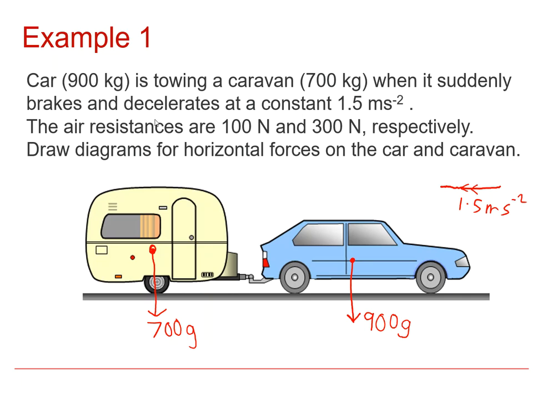Air resistances, so 100 newtons and 300 newtons respectively. So the car is 100 newtons. Now air resistance always acts to oppose the motion. Now even though the car is accelerating to the left because it's braking, it's travelling to the right. So if the resistance is opposing the car's motion, then the resistance must be acting to the left. And that's 100 newtons on the car, 300 newtons on the caravan.